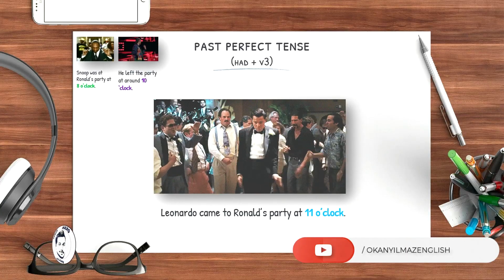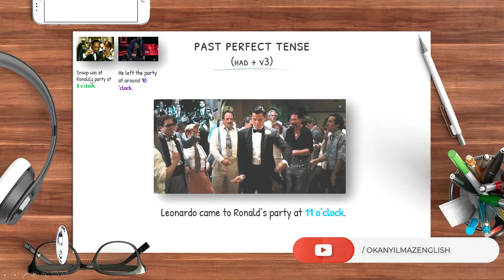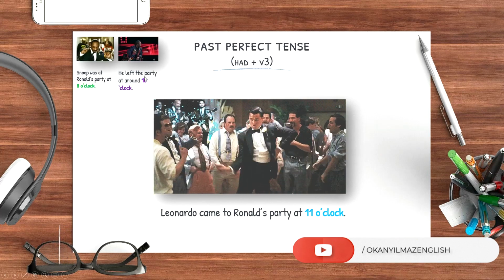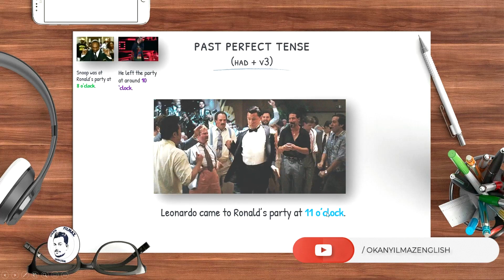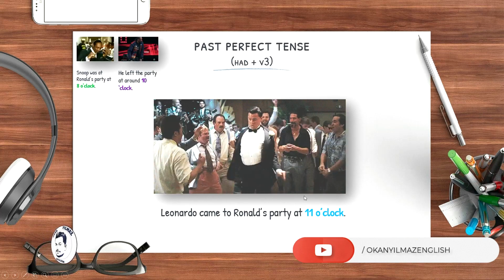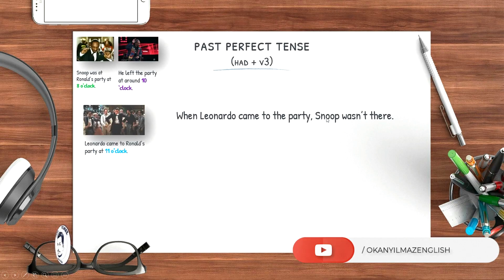So let's overview our facts once again. Snoop Dogg was at Ronald's party at 8 o'clock. He left the party at around 10 o'clock. And Leonardo came to Ronald's party at 11 o'clock. So, when Leonardo came to the party, Snoop was not there. Because Snoop left the party, remember. So how do we say this? This is past perfect tense.